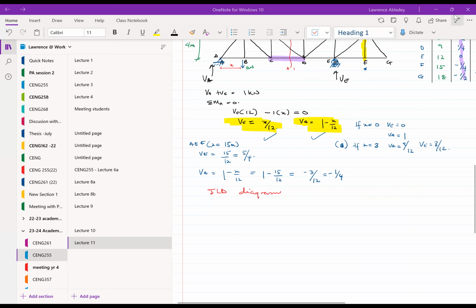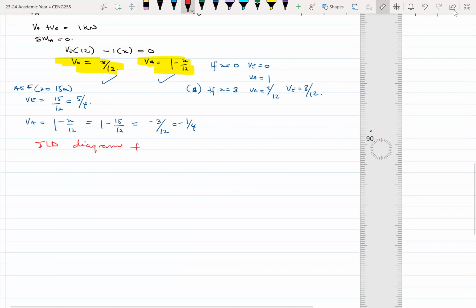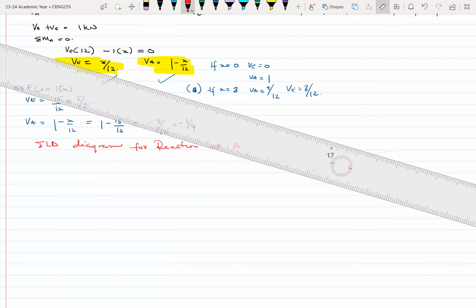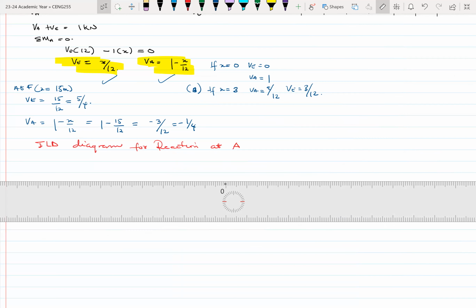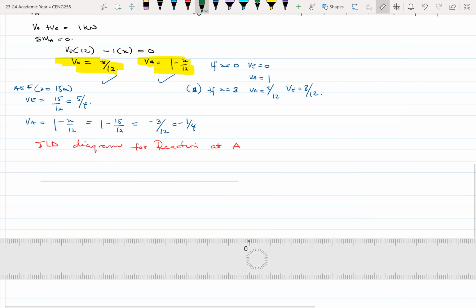All right. Great. So the ILD diagram for reaction at A. Okay. So again, I have this structure. Let me just draw the base or the abscissa. So just locate the various points A, B, C, D, E, F, and G. Right, just locate them. Or you can use 0, 3, 6, whatever.